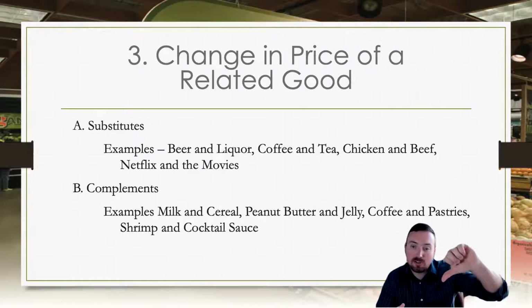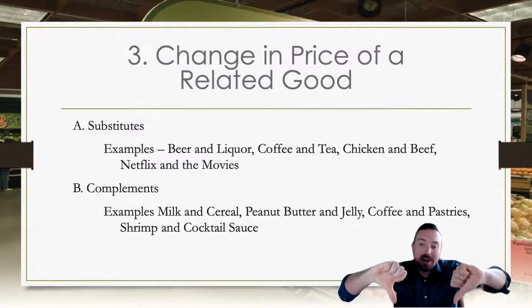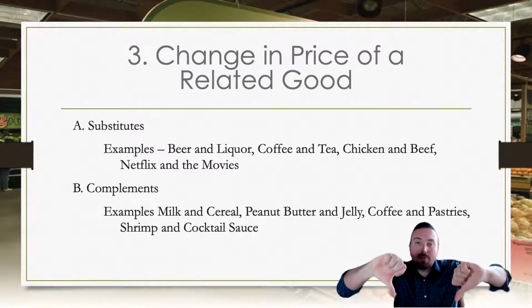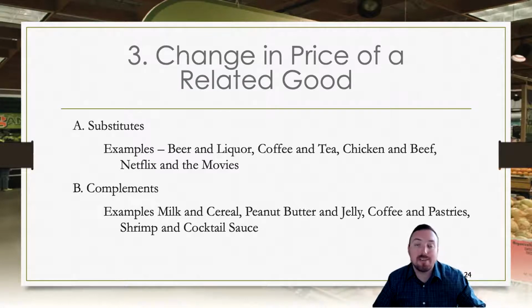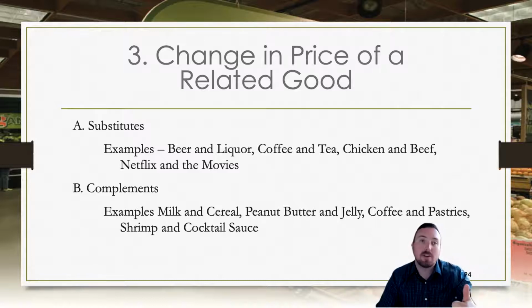The price of Coke goes down. Coke is now cheaper to purchase. Now that Coke's cheaper, we are going to demand less Pepsi, so demand for Pepsi is going to go down. So when the price of a substitute goes down, the demand for its related good is also going to go down. When the price of a good goes up, its related substitute's demand is going to go up as well.